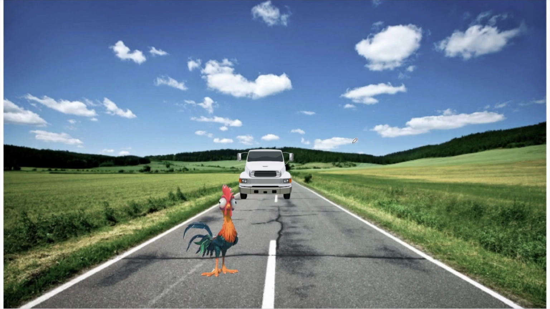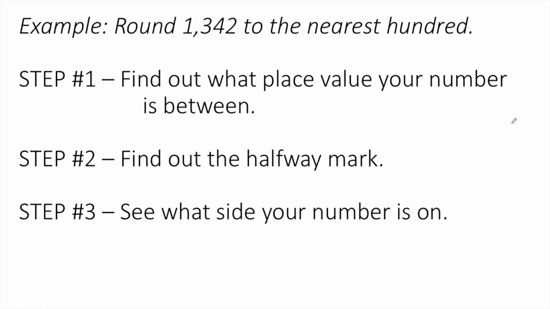We're still going to think about our chicken. But that's actually not the hard part. You guys know by now that you're supposed to set up your work with the two sides of the road and the halfway mark. And we're still going to follow these exact same steps. But step 1 can be really, really tricky: finding out what place value your number is between. Because the number is up to the thousands, but we want to know what hundreds it's between. So let's think about that for a minute.